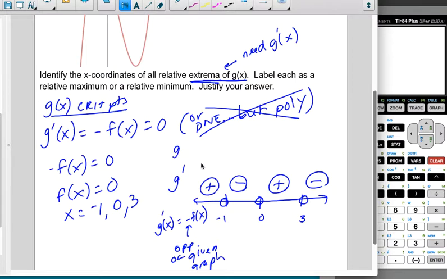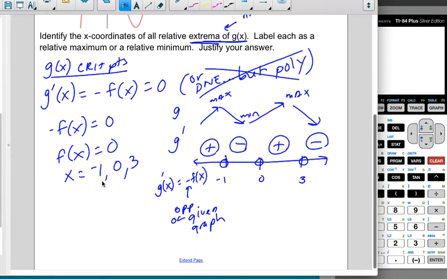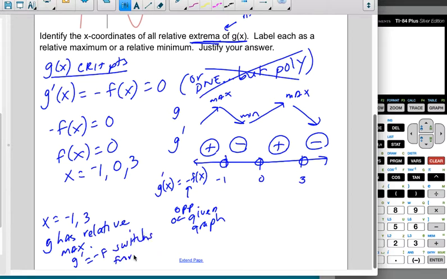That means that g is increasing, decreasing, increasing, decreasing. So we have a max at -1, we have a min at 0, and we have a max at 3, right? So at x equals -1 and 3, g has a relative max because g prime, which is negative f, switches from positive to negative, right?